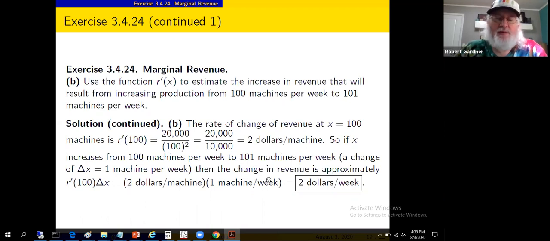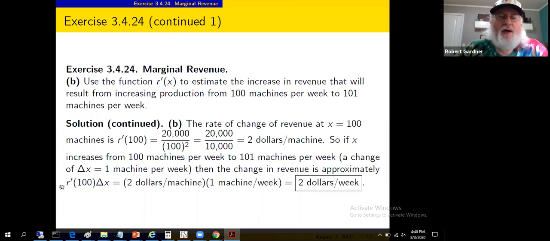They slipped per week into the production time schedule on this. So we'll take the rate times the change in X. Notice we've got dollars per machine for R prime. We'll have machines per week for the change in X. X is measured in machines per week, it sounds like, from what they've described. The machines cancel, and we'll get $2 per week out. So we get $2 from the multiplication of the numbers. We get dollars per week out in terms of the units for the increase in revenue that results from that type of change in the number of washing machines produced.